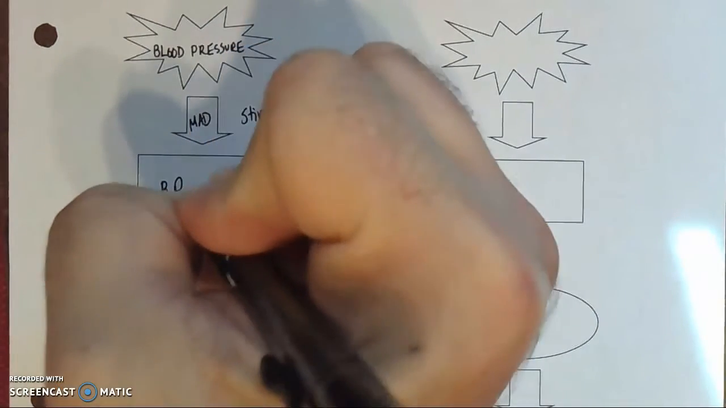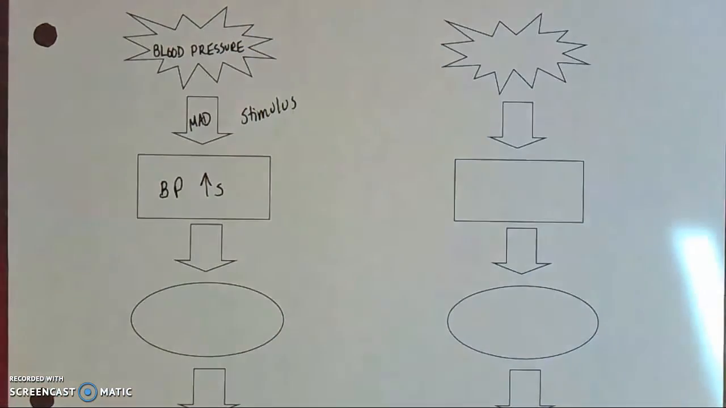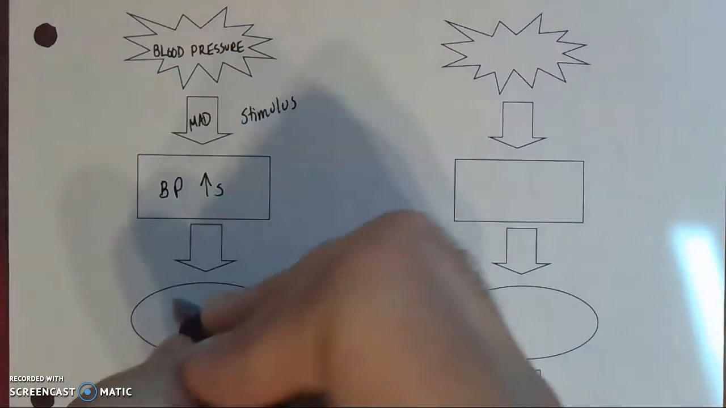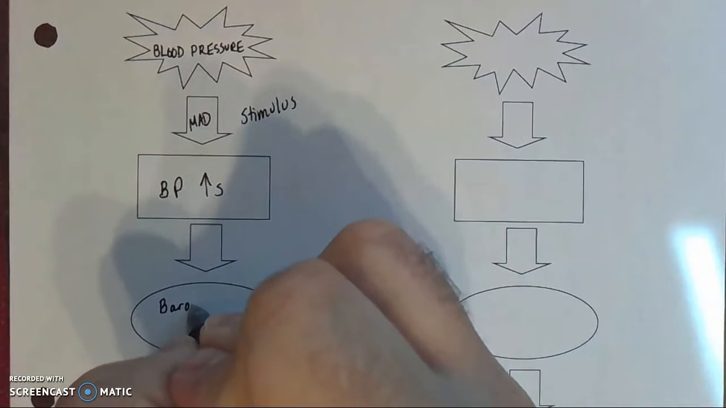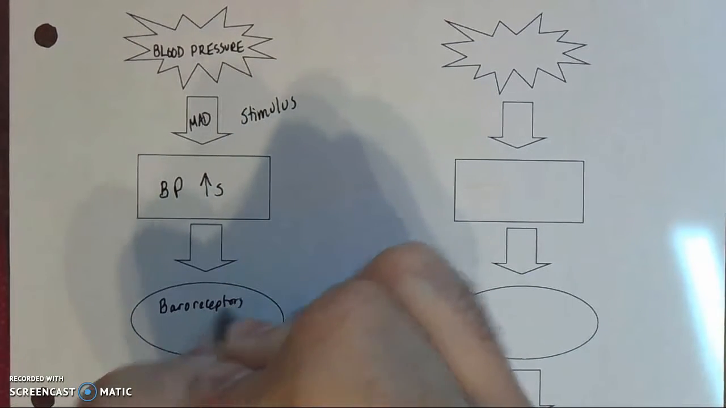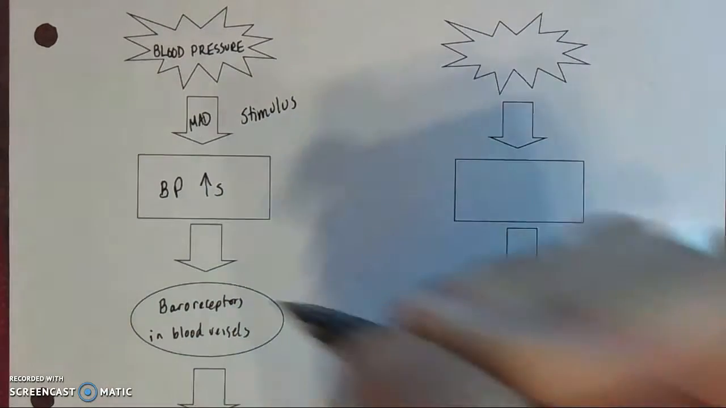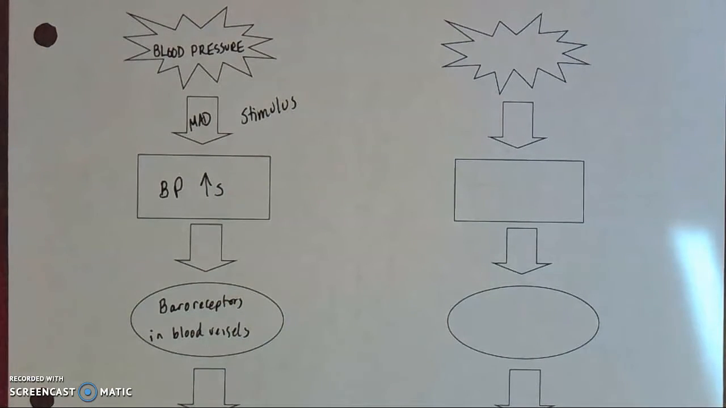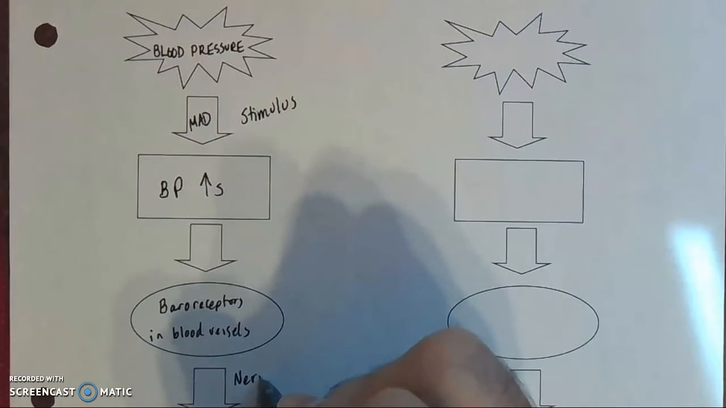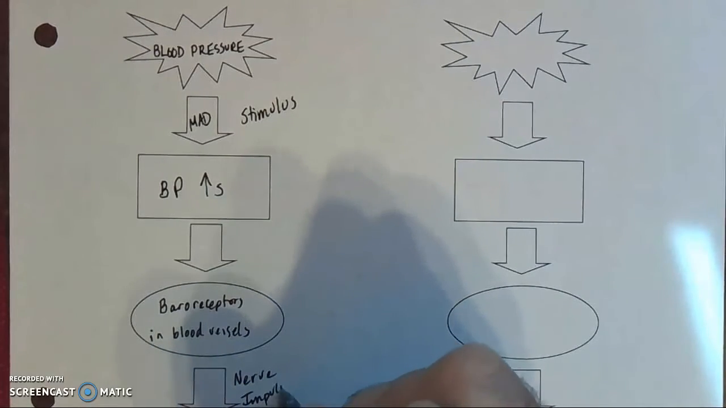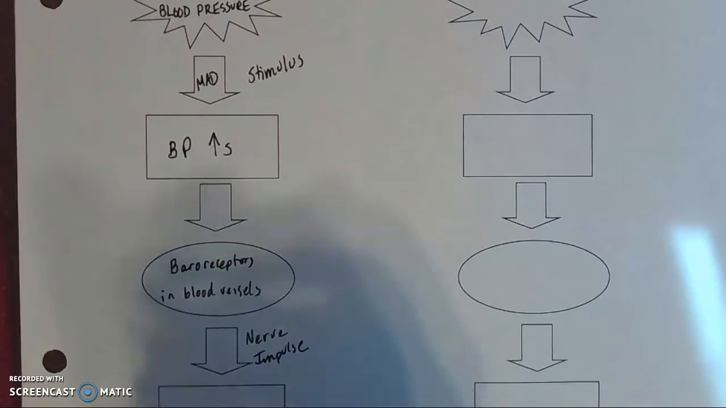Well, that causes the blood pressure to go up. So the blood pressure, or BP, increases. So that's the result of the stimulus. Well, we have little receptors in blood vessels, and they're called baroreceptors. Baro means gravity or pressure. So we have receptors that monitor our blood pressure, and they are going to send a nerve impulse. So there's our input to the brain.